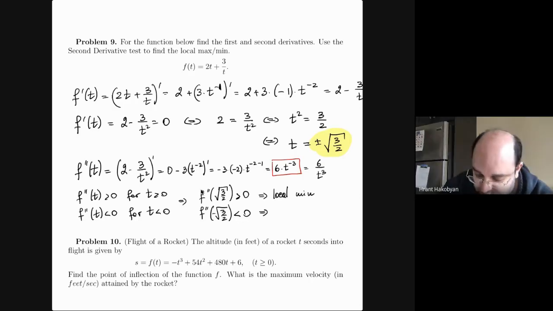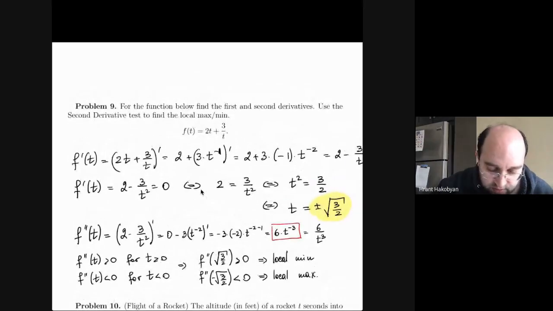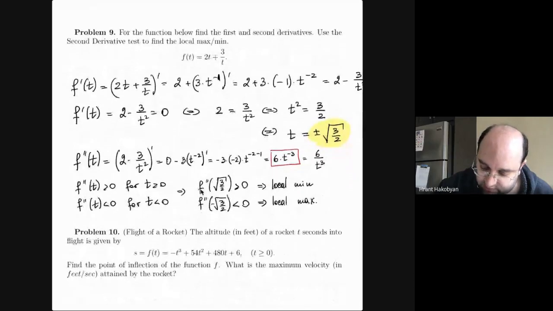If it's negative at that point, then I have a local maximum. Okay? So I have a local maximum and local minimum. So it is possible to find the local maximum and minimum.